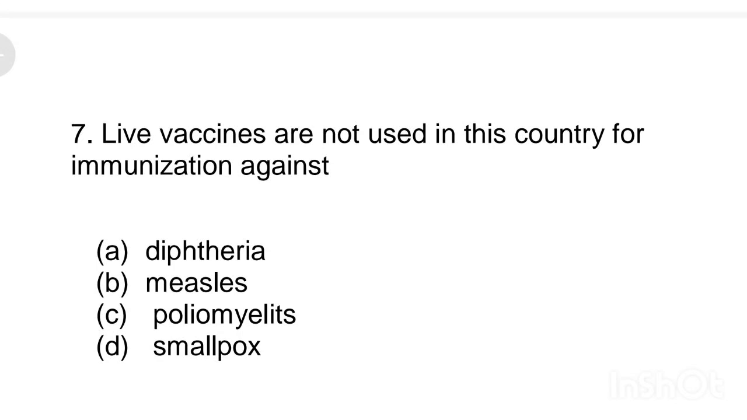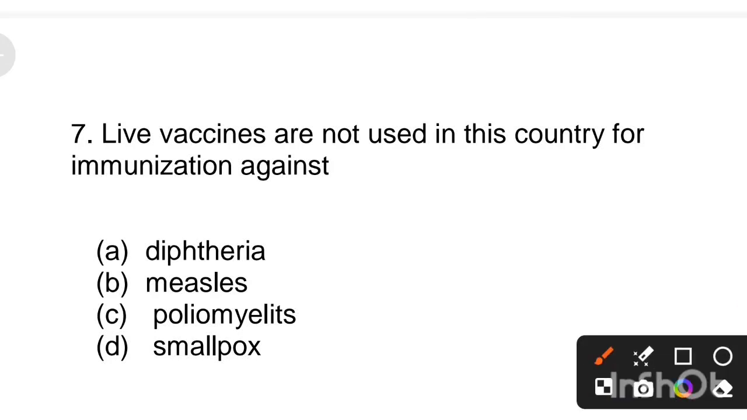Live vaccines are not used in the country for immunization against: option A, diphtheria; option B, measles; option C, poliomyelitis; option D, smallpox. Correct answer is option A, diphtheria. Live vaccines are not used in the country for immunization against diphtheria.